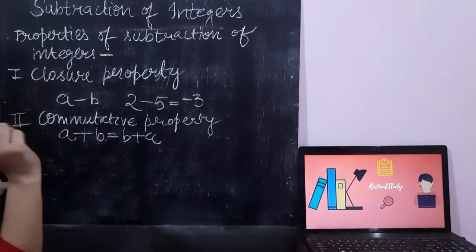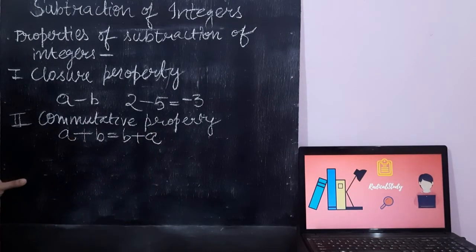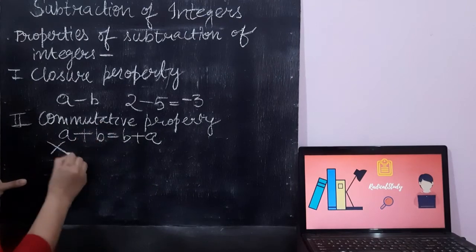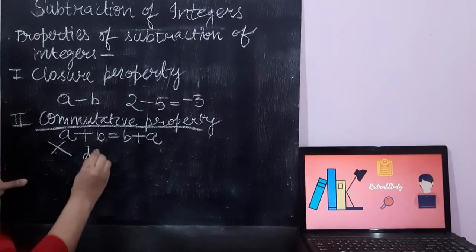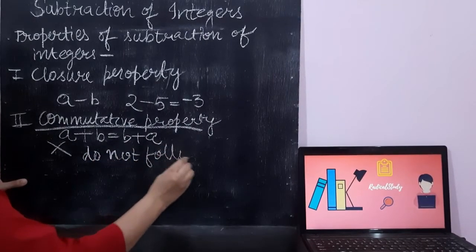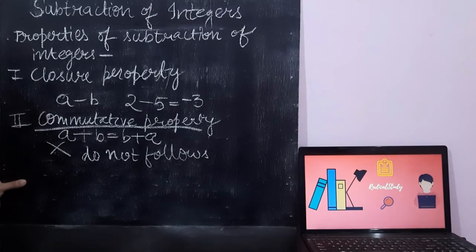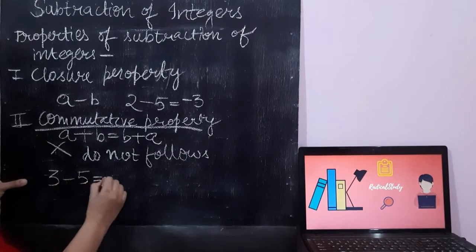But that was for addition. Now we have to write the commutative property for subtraction. So subtraction of integers is not commutative. That means the commutative property does not follow in subtraction of integers. Let's take some examples to explain this. Like 3 minus 5 is equal to what?